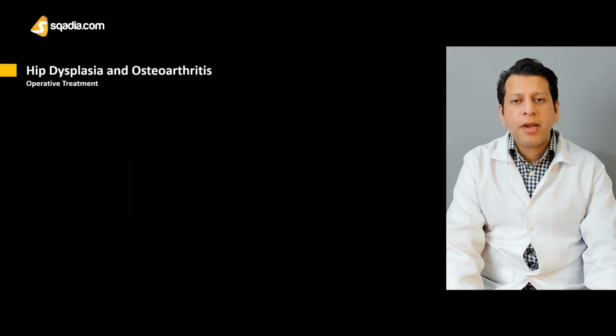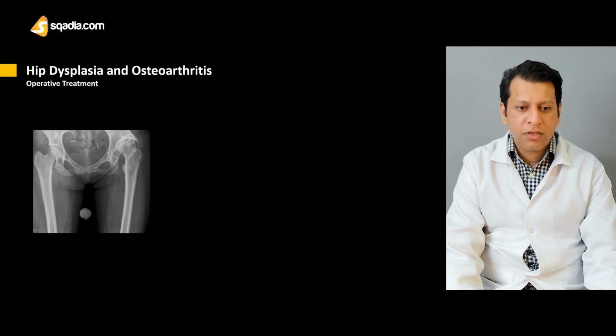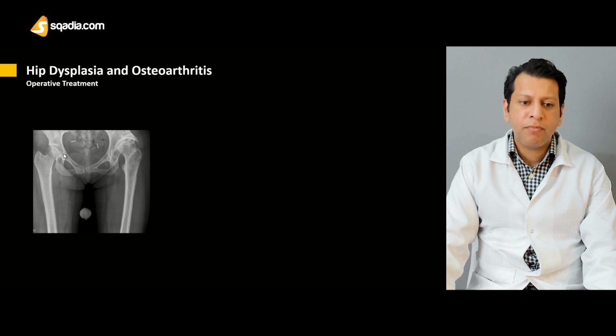Now, what is the operative treatment? Operative treatment mainly includes total hip replacement. If you see on this side, the right side looks okay, although there is some form of a shallow acetabulum as well, and there is some degree of dysplasia on this side as well.